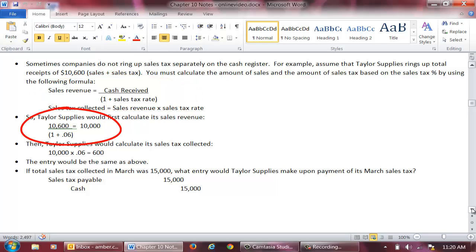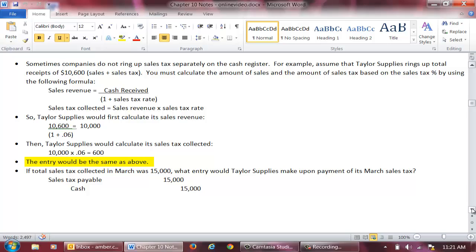In our example, we would divide $10,600 by 1.06, which is $10,000. So sales revenue is $10,000. We then calculate the total sales tax collected by either multiplying sales revenue and the sales tax rate or subtracting sales revenue from total cash received. In our example, you would either multiply 10,000 times 0.06 or subtract 10,000 from 10,600. In either method, sales tax collected is calculated to be $600.